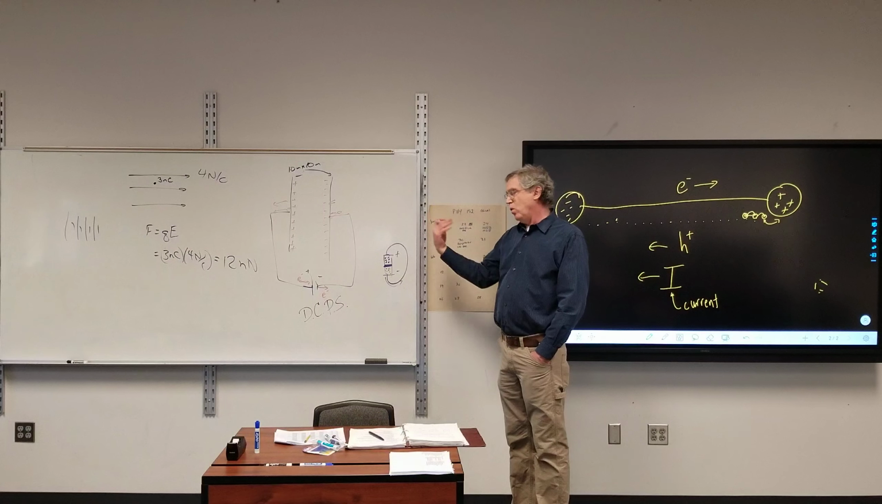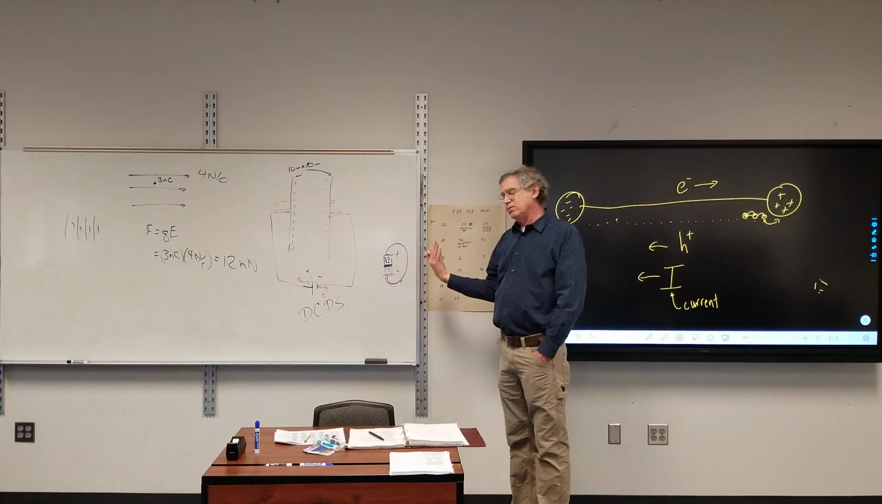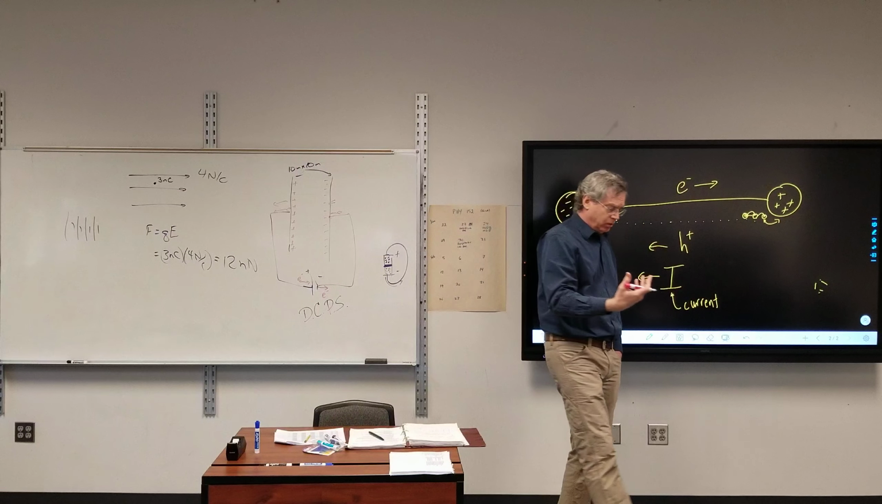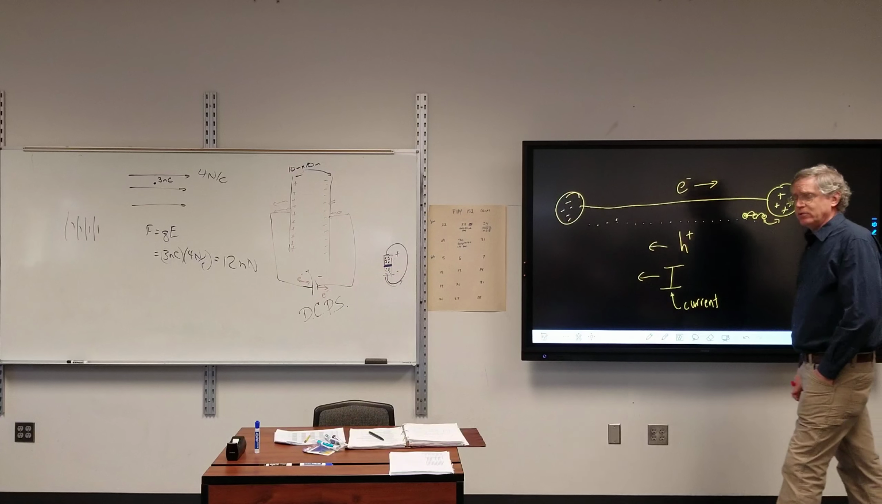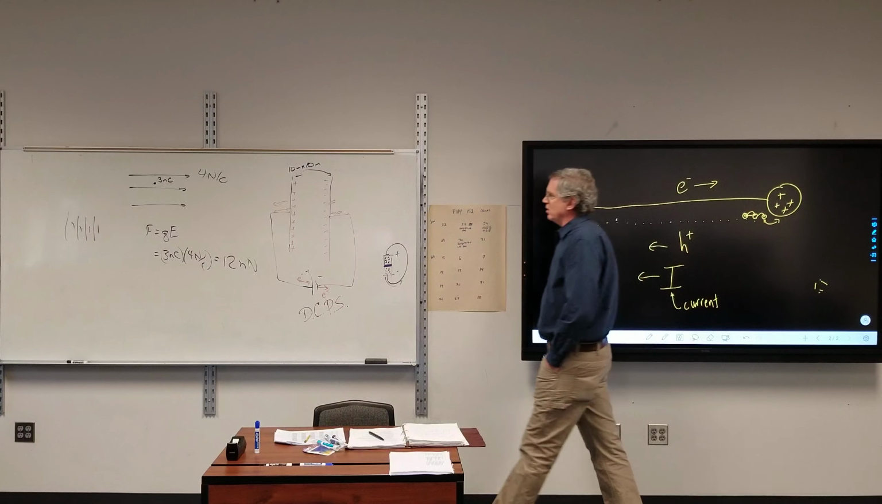And so on one plate, I've got a positive charge, the other plate I have a negative charge that are just equal in magnitude, opposite in sign. Not opposite direction, because that would imply a vector, and these are not vectors.